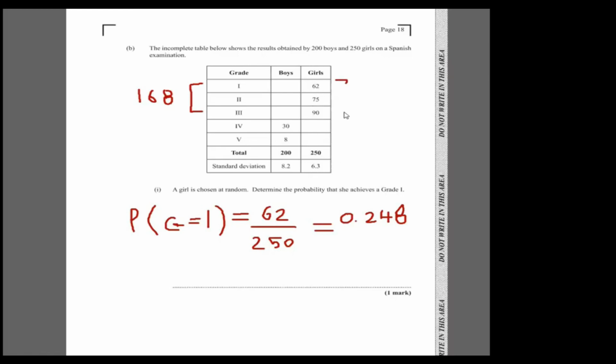And you can even look at it. How many girls got 1 to 3? Look at this right here. 62 plus 75 plus 90, that's 227 girls that got 1, 2, 3. And in reality, 84% of the boys got 1 to 3. And 227 divided by 250 tells us that 91% of the girls got 1 to 3. So clearly the girls outperformed the boys. 91% of the girls got 1 to 3, and 84% of the boys got 1 to 3. So the girls generally outperform the boys. That's all we're saying. There were more girls that passed the exams.